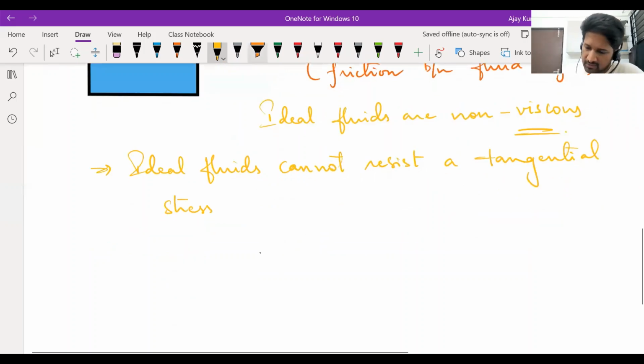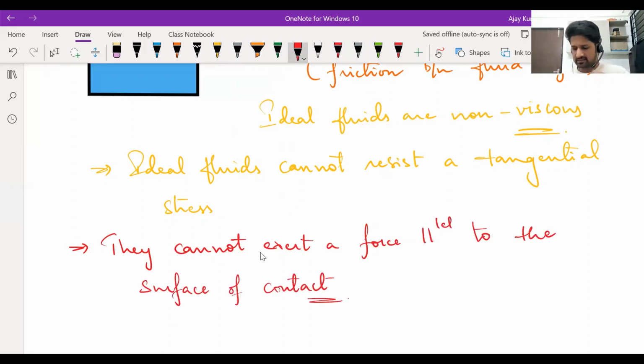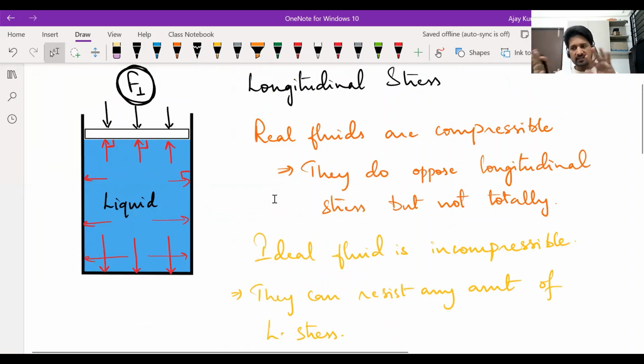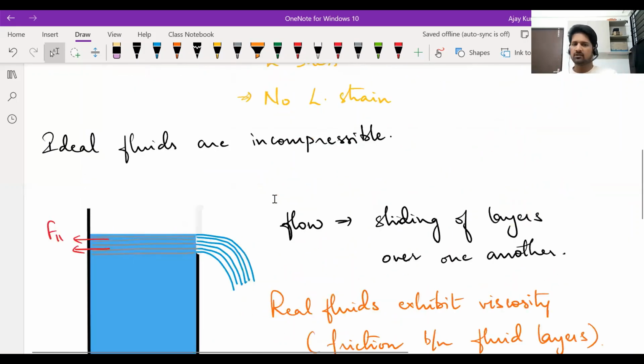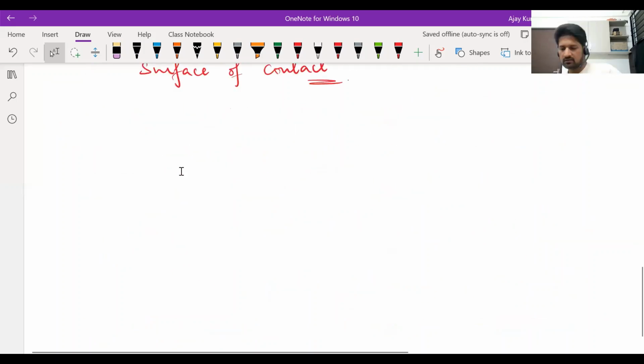Fine. What does that mean? That means they cannot exert force parallel to the surface of contact. These are very important properties, ideas. So fluids can exert forces perpendicular to the surface of contact, but they cannot exert any force parallel to the surface of contact, as far as an ideal fluid is concerned. Real fluids exhibit viscosity. We will study viscosity towards the end of the chapter. For now, we will only be dealing with ideal fluids.